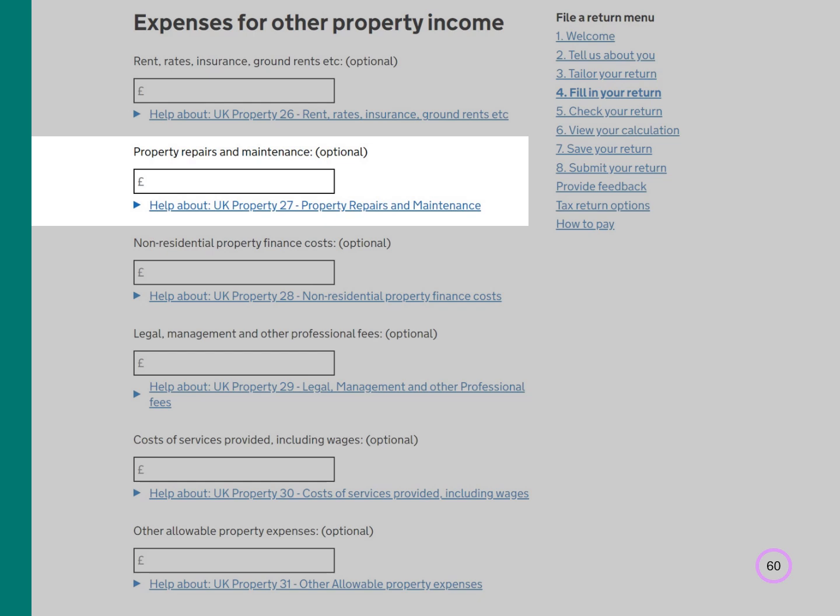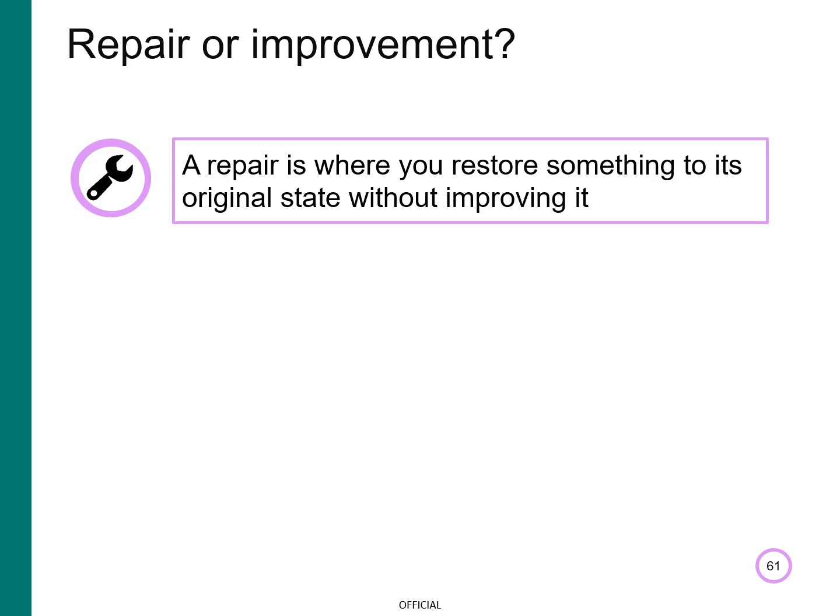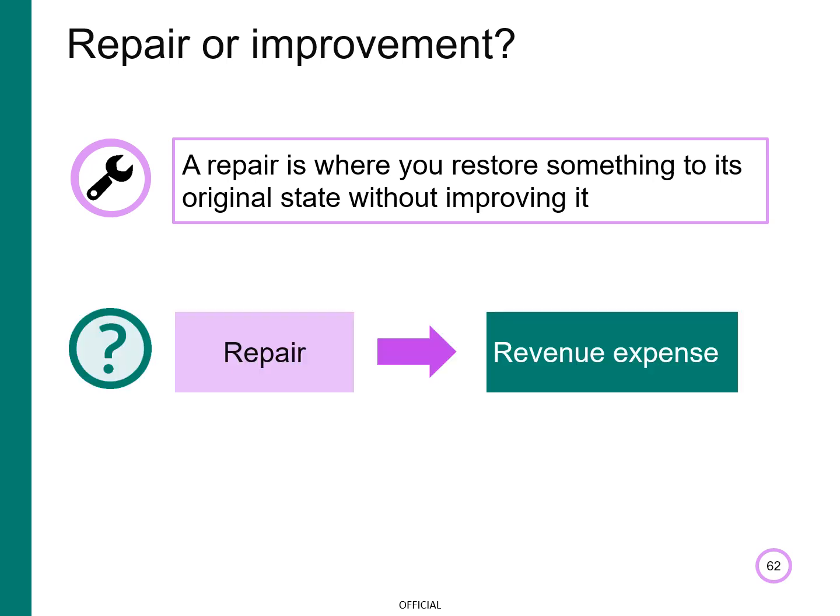Include here any costs you've had for repairs or maintenance to the property. Do not include any improvement costs. A repair is where you restore something to perform its original function properly. This may be replacing parts of it. Repairs are a revenue expense, so you can include them as an expense when working out your profit or loss.